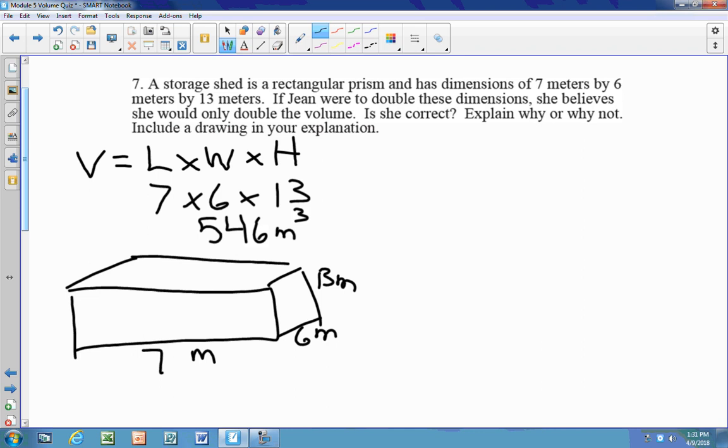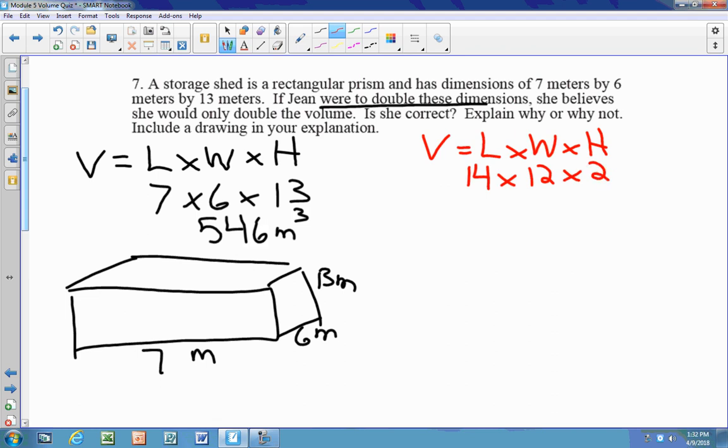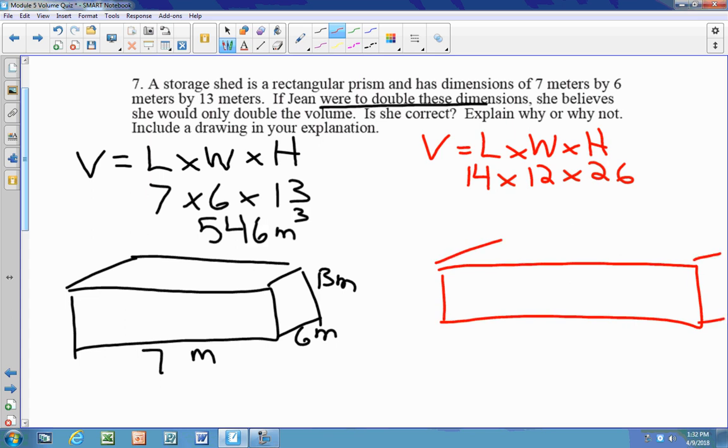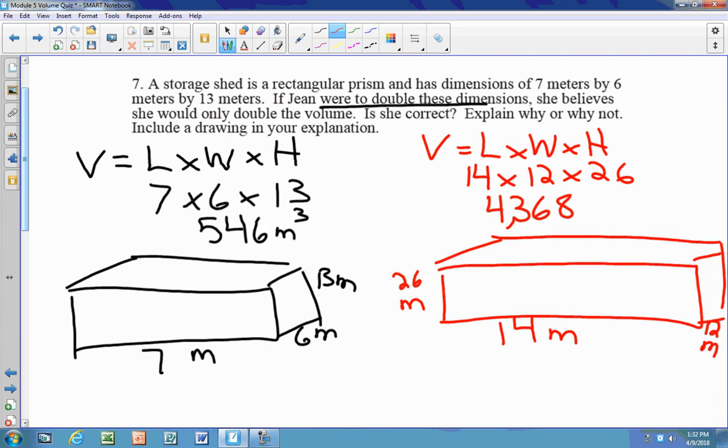So she's going to double her dimensions. When she doubles her dimensions, I'm going to come over here and do my length times my width times my height. The length is now 14, the width is now 12, and the height is now 26. And if I wanted to, I can draw another picture. I don't have to, I can. And I can show that this is now 14 meters by 12 meters and a height of 26 meters. And when I multiply all of that out, I'm going to get 4,368 meters cubed.